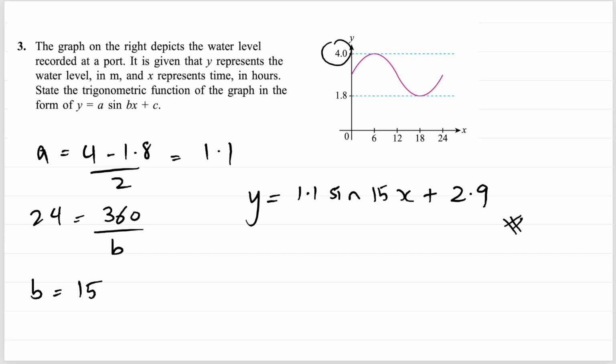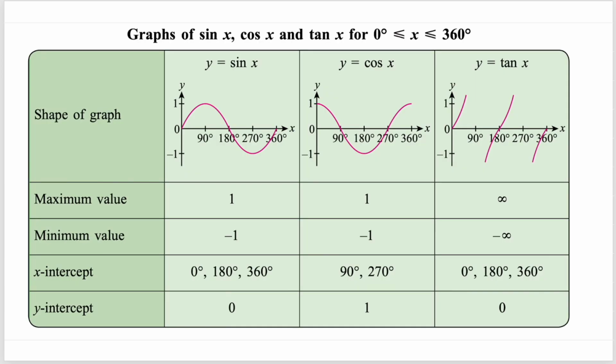Okay, so kita dah habis chapter 6 sebenarnya. Okay, so sebagai summary, so these are the graph of trigonometric. So I hope you bolehlah tengok-tengok sikit. Okay, what are the differences between those three graphs? Okay, dan macam mana perubahan yang berlaku kalau value of A, B dengan C tu berubah.